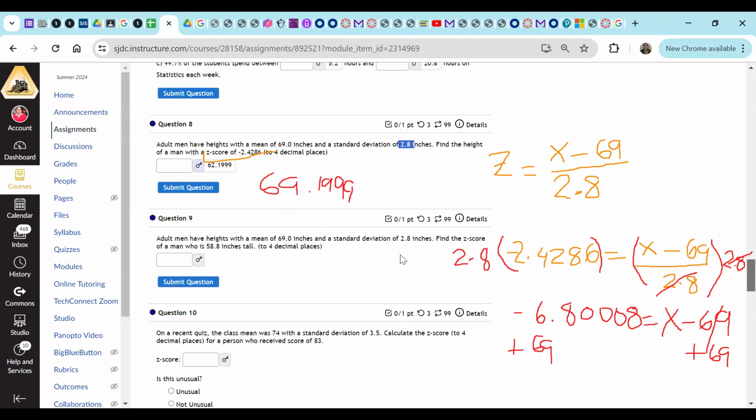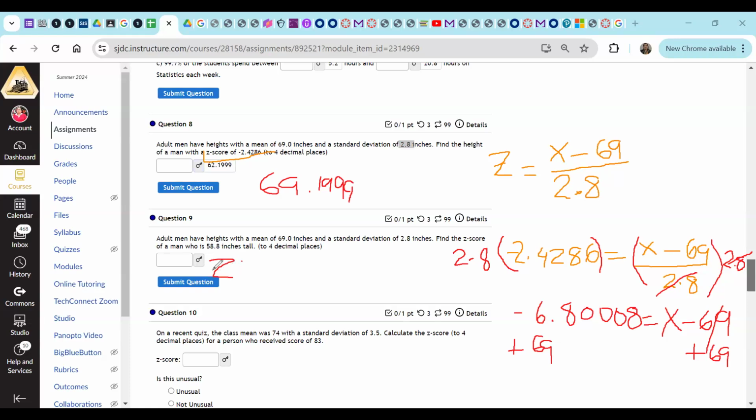That was number 8. Number 9 is similar, not the same. It says adult men have a height with a mean of 69 inches and standard deviation of 2.8 inches. Find the z-score of a man who is 58.8 inches tall. So the mean is 69, x value is 58.8. 58.8 minus 69 divided by 2.8. Go ahead, do the calculation.